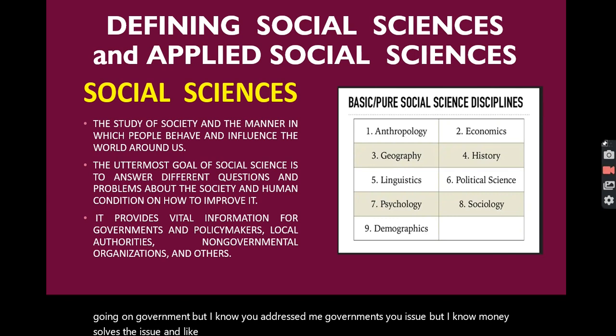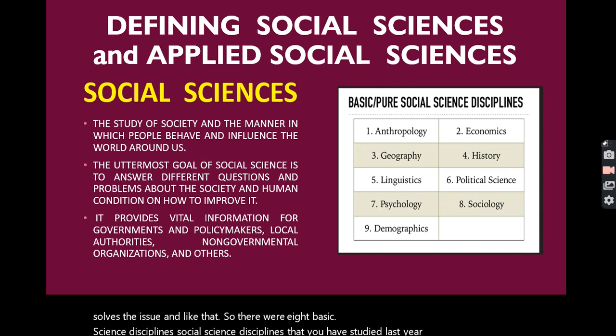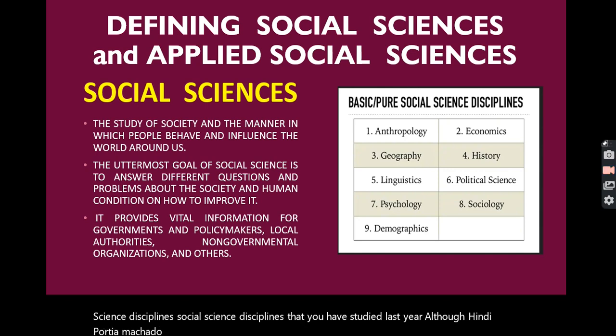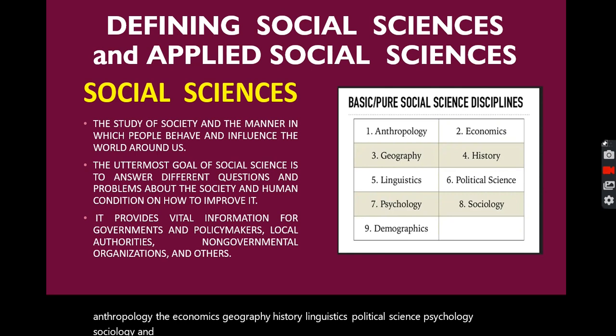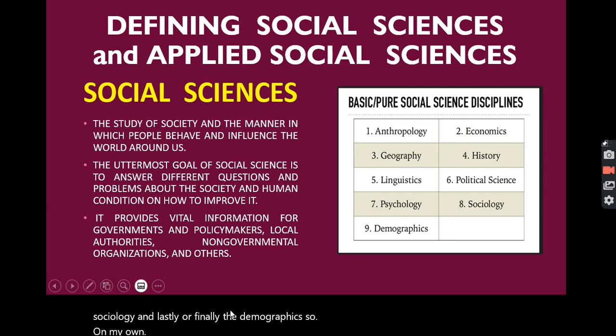So there were 8 basic social science disciplines that you have studied last year, although hindi po siya masyadong na-explain po sa inyo because we had the purely modular. We have the anthropology, economics, geography, history, linguistics, political science, psychology, sociology, and lastly the demographics. So, ipakita ko lang sa inyo kung ano yung mga yon. So, punta tayo sa next slide.